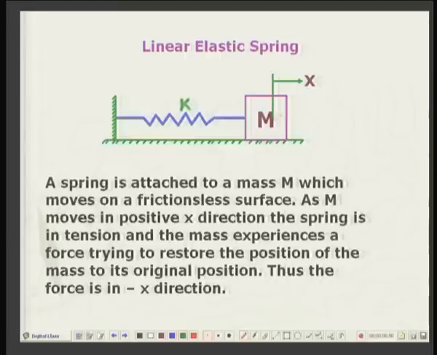Now, if I pull the mass in the positive x direction, naturally the spring will be stretched and it will be in tension and it will try to pull the mass towards its original position. So, there will be a restoring force, in the negative x direction. Similarly, if I move the mass in the opposite direction, the spring will be compressed and as a reaction the mass will be pushed back. So, again there will be a restoring force. So, what we can say is that the force acting on the mass, whether the spring is in tension or compression, is equal to minus k, that is the spring constant, times the deflection x.